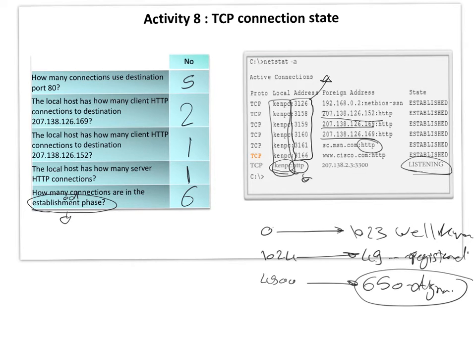Could you repeat the first one? Why is it 5? How many connections use destination port 80? As we said, port 80 is in the well-known range, so all of these have port 80. Okay, so which means they are 5.